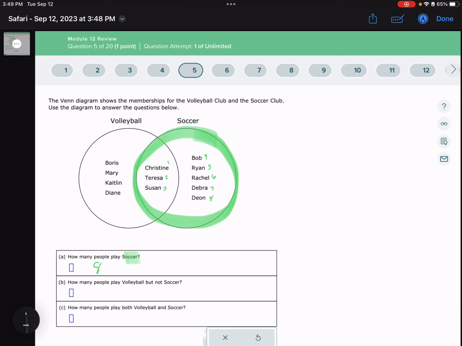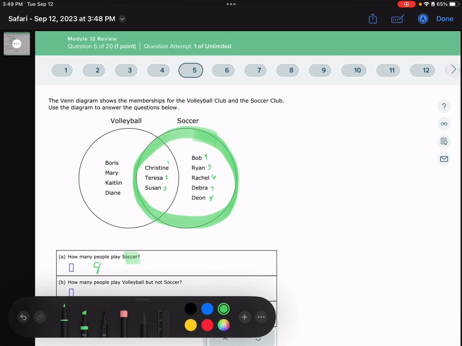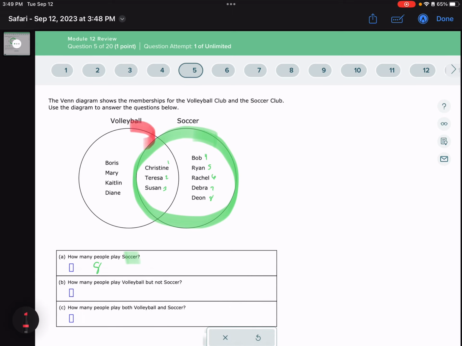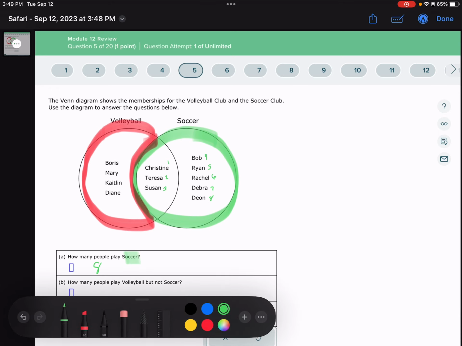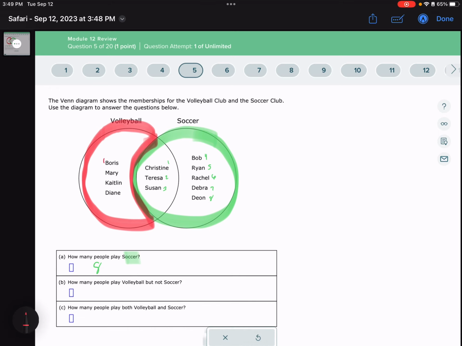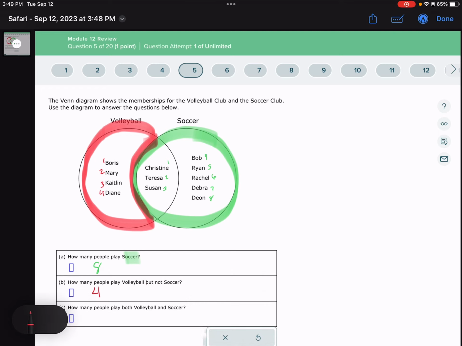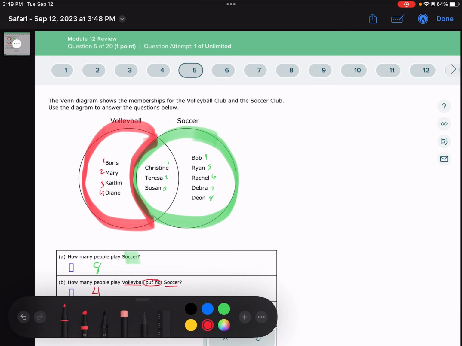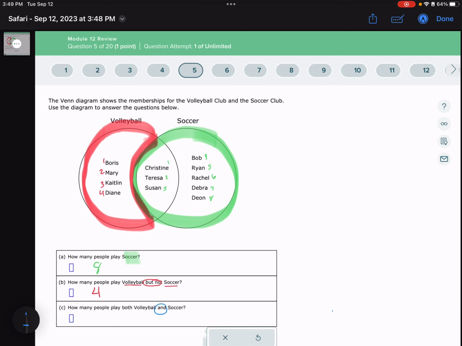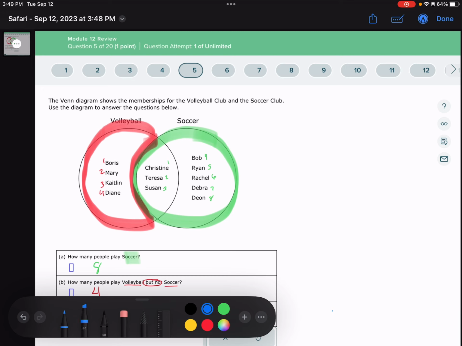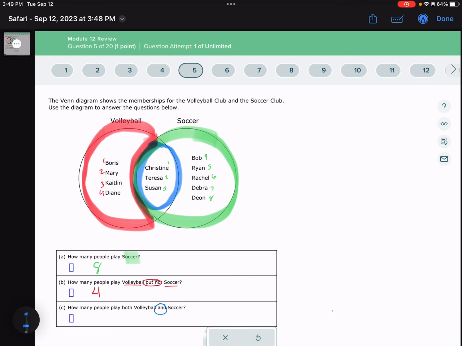The next one is how many people play volleyball but not soccer. So I want all of my people in the volleyball circle that are not also in the soccer circle. So in this case, I have 1, 2, 3, 4. The last one is volleyball and soccer. So that was but not soccer. And this one, I want volleyball and soccer. And that is going to be my middle, which is 3, because we counted that earlier.